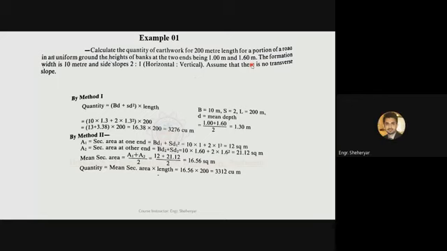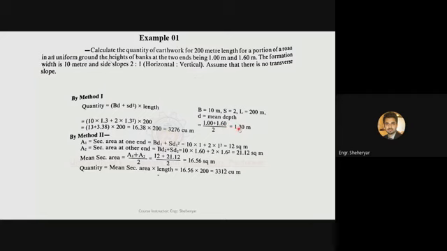Yes, I found 3952 m square. It is near to these values, but I don't know why it is 3952. Which method have you used? I used the average of D to find the area. So you have followed the first method. You have calculated the average of D, 1 plus 1.6 divided by 2. This is 1.3, the average of these two depths.